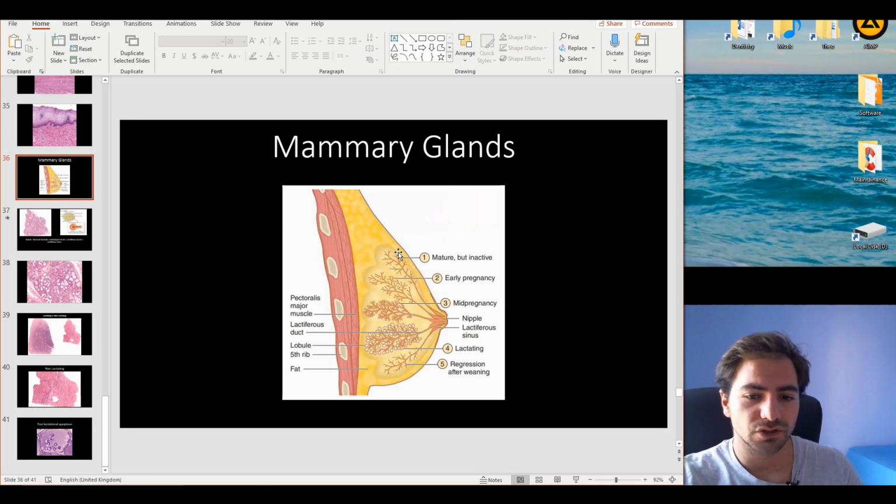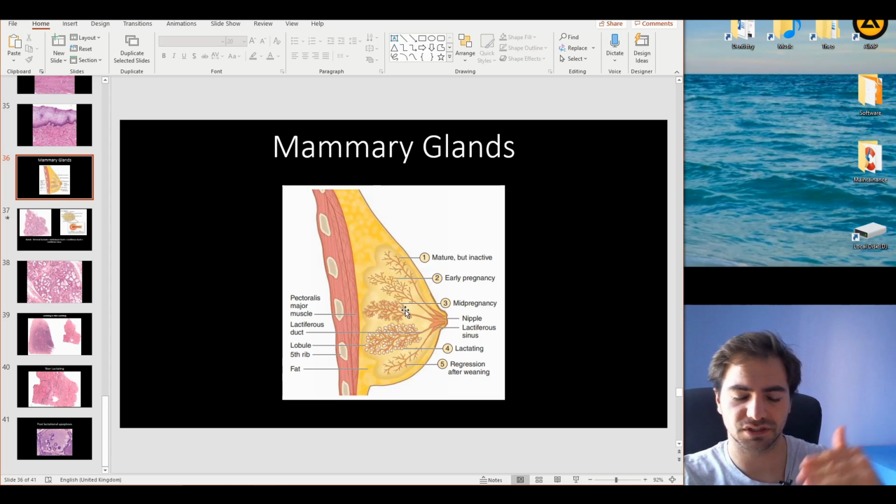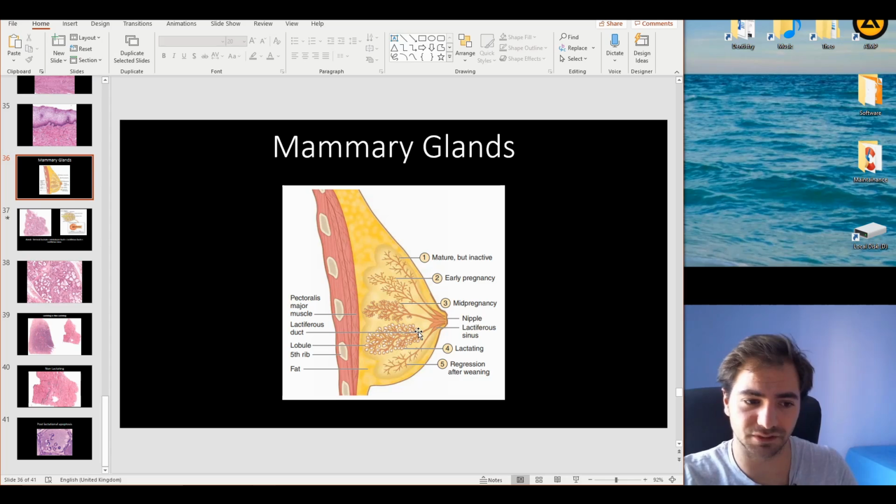So let's move on and talk about the mammary glands. The mammary glands have different forms depending on their activity. They can be mature but inactive, which is reflected in the size of the lobules. We're going to see exactly what we mean by lobules. By early pregnancy, we're going to start seeing the enlargement of the alveoli, and this enlargement keeps on until the point of parturition and the initiation of lactation. We're going to have a progressive enlargement of the alveolar ducts and the alveoli themselves, the acini themselves.